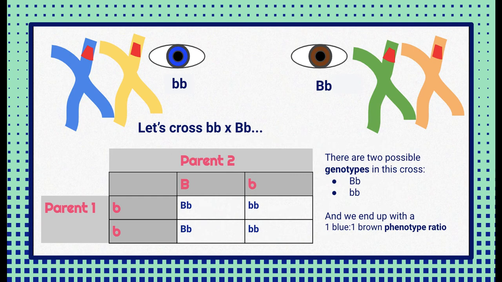From this, we can then calculate the genotype and phenotype ratios. The genotype is the genes that the individual might have. So in this case, there are 2 possible genotypes that this cross produced. The phenotype is the physical expression of the trait. So what does it actually look like in the person or the individual which inherited these genes? So in our case, it ends up with a 1-to-1 ratio of blue to brown eyes. This is a monohybrid cross.